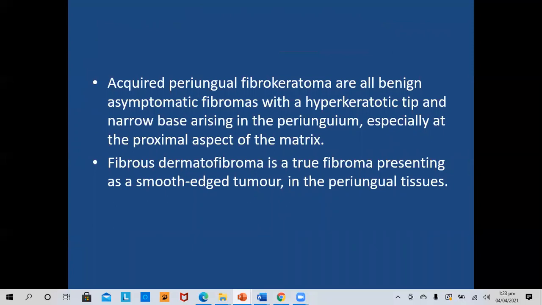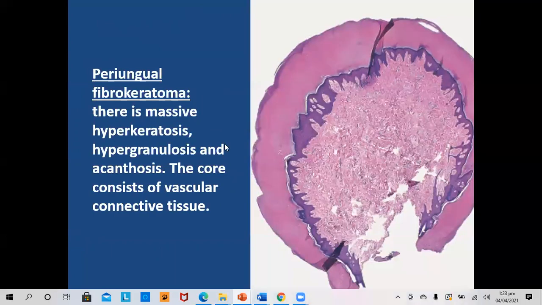Acquired periungual fibrokeratomas are benign asymptomatic fibromas with a hyperkeratotic tip and narrow base arising in the periungual area, especially the proximal aspect of the matrix. Fibrous dermatofibroma or fibroma present as a smooth-edged tumor in the periungual tissue. So this is periungual fibrokeratoma. You can see the thick hyperkeratosis and a core of unremarkable dermis.